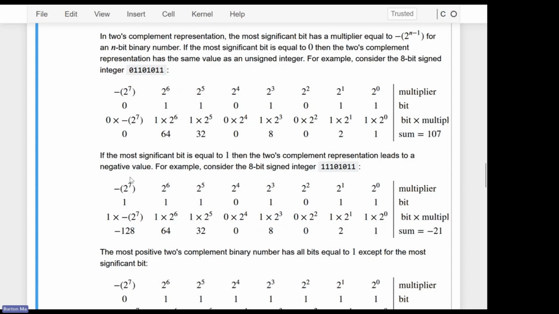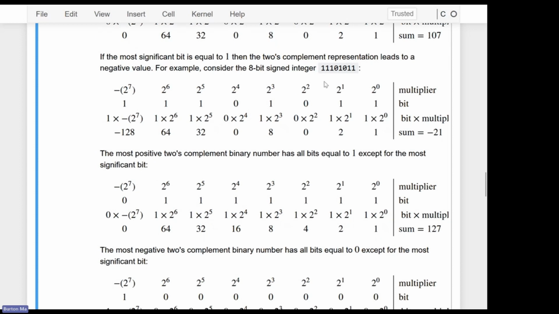Now, if that bit is a 1, so if I change the first bit to a 1, so we have 1110111, now that bit multiplies by -2 to the 7, and so this represents a negative integer number. Notice that 2 to the 7 is 1 greater than the sum of all of the other exponents added together. So -2 to the 7 is -128, and if you sum up all the other exponents, that's 127. So if there's a 1 in the most significant bit, then your number is guaranteed to be negative. If you sum those all up, you get -21 in this case.